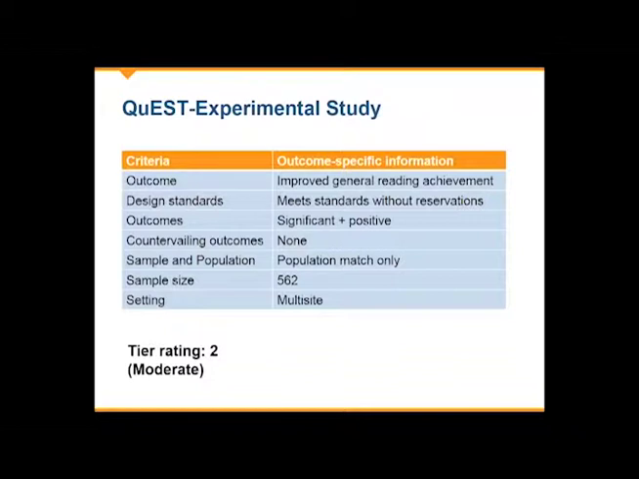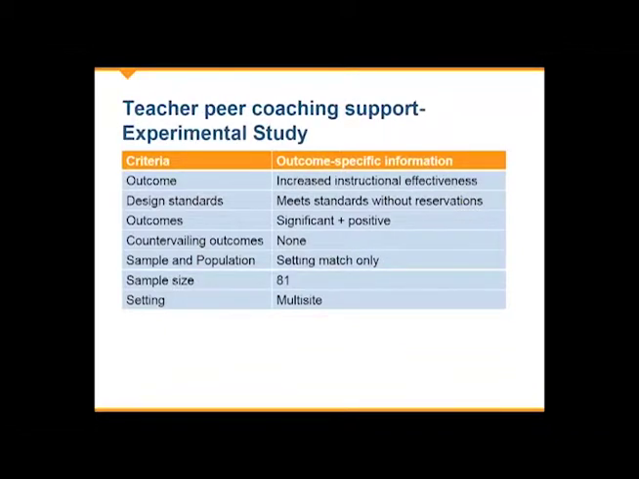Here's another example of an evidence-based practice, teacher peer coaching and support, where teachers work with one another in the classroom in terms of helping each other become better instructors. An experimental study, the outcome, there was increased instructional effectiveness. The design meets standards without reservation. The outcome was significant and positive. There were no negative outcomes. The setting was a match. The sample size was 81, and the setting was multi-site. This would be considered Tier 3 promising because of the sample size of 81. And also, the sample size of 81 and the setting match only doesn't move it into Tier 1 and Tier 2.